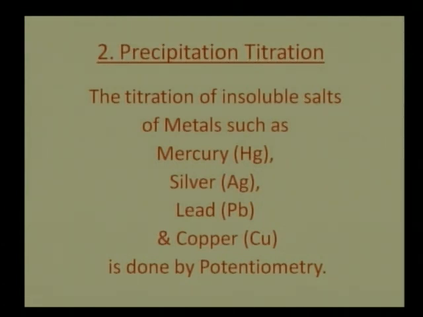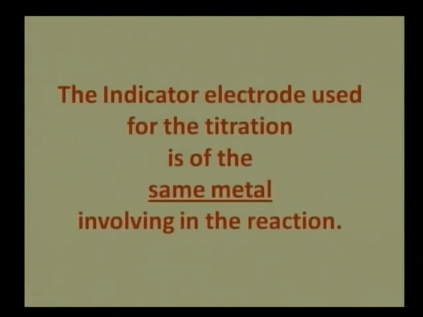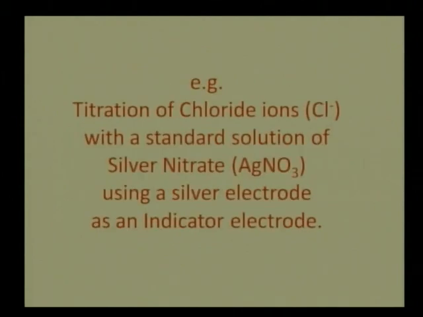Now, precipitation titration, the titration of insoluble salts of metals such as mercury, silver, lead and copper, is done by potentiometry. This method is very useful. The indicator electrode used for the titration is of the same metal. If silver metal is used, then a silver electrode is used. If mercury metal is used, then a mercury electrode is used, right? So the same metal indicator electrode is used as the metal in the solution.